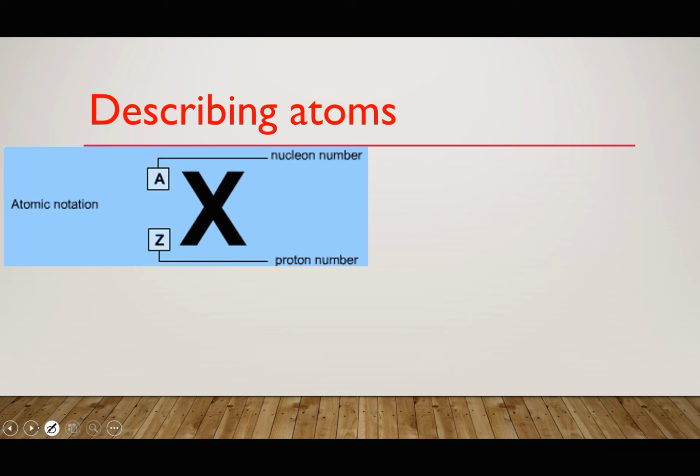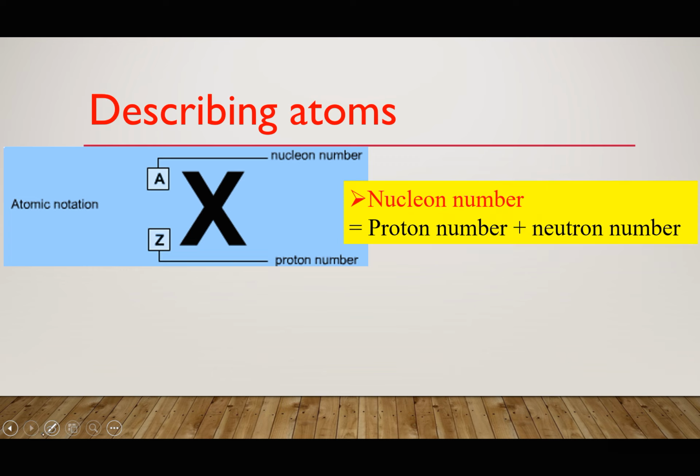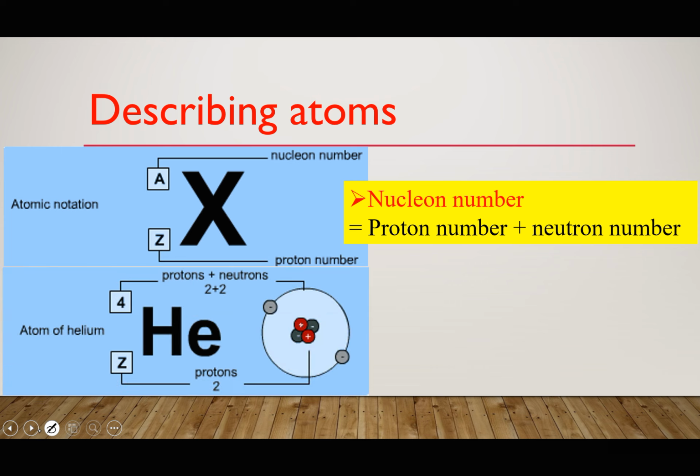For example, if you look at helium, by the way, an alpha particle is going to be a helium nucleus, as we shall see later on. So if you look at helium, He 4 2, not 4 Z. Helium has 4 nucleons. The nuclear number is 4. And it has 2 protons, or the proton number is 2. So that notation is very common in chemistry.